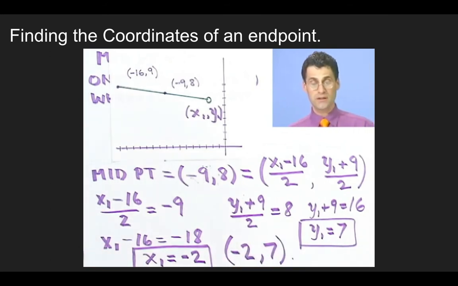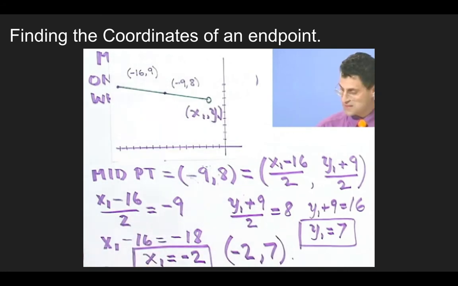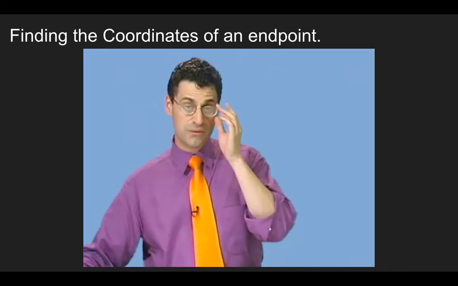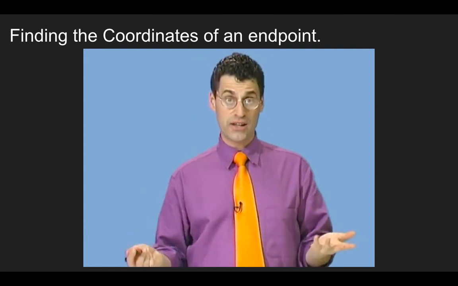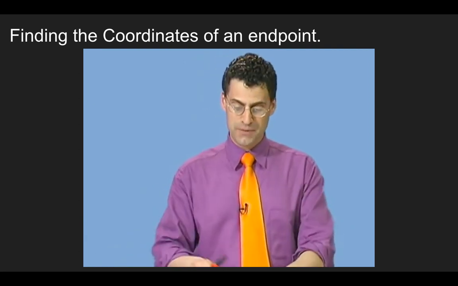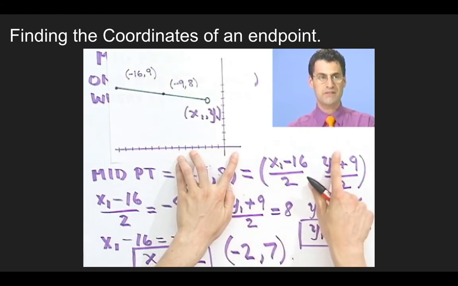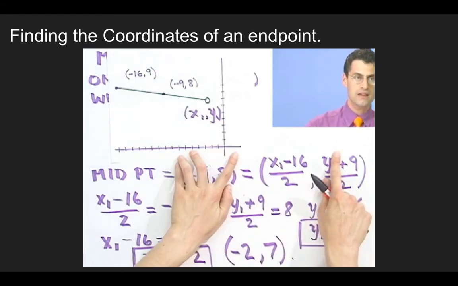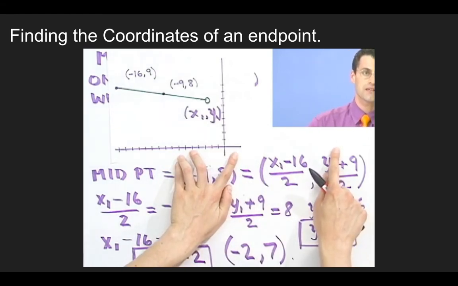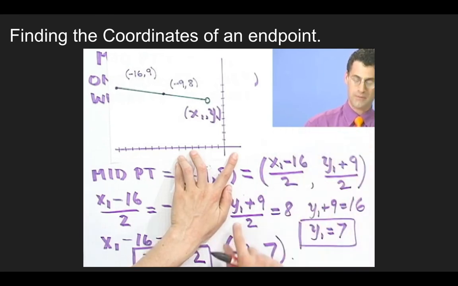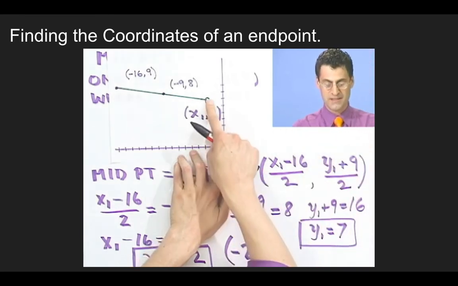Is that answer reasonable? Let's take a look at our picture and see if that's a sensible answer. By the way, if our answer were something like 25, comma 36, we know that can't be right, because where would 25 or 36 be? It would be way over here, and I have to go way up, somewhere by my nose. But that can't be right. It's got to be over here.